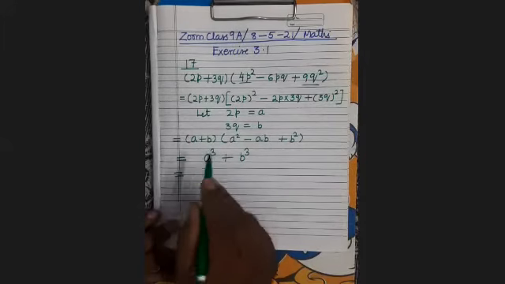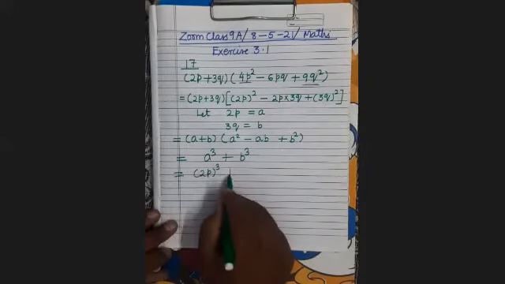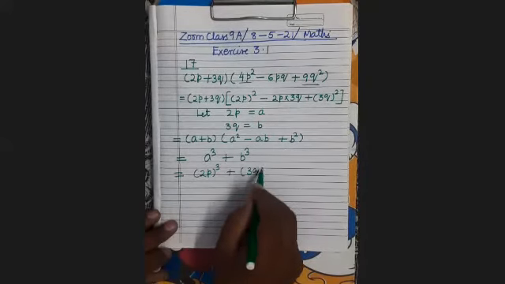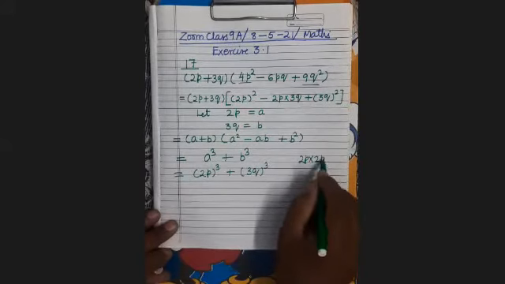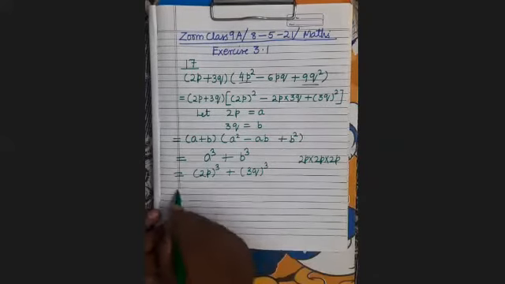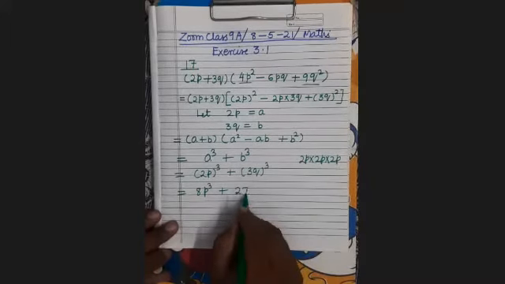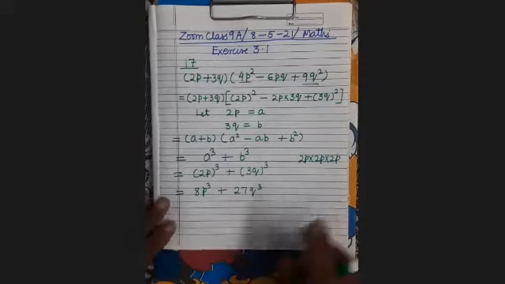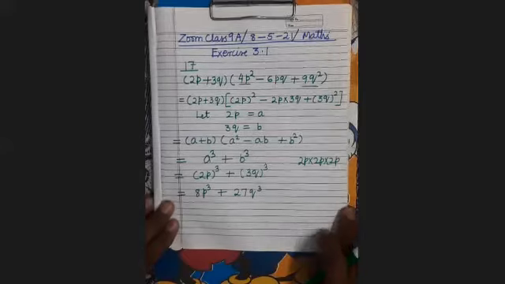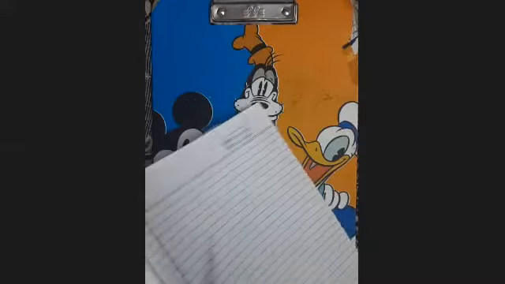Now what is in place of A? In place of A is 2p. That is 2p whole cube plus 3q whole cube. Whole cube means you will multiply how many times? 3 times. It will be equal to 8p cube plus 27q cube. Have you got? Yes. So in every question there will be some formula. You can see here.